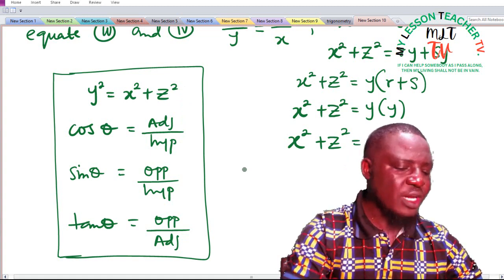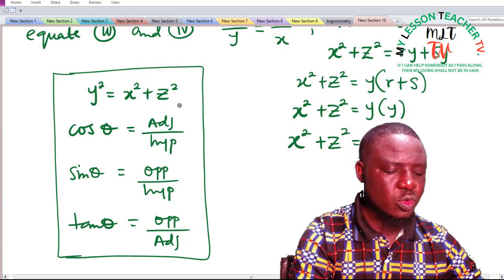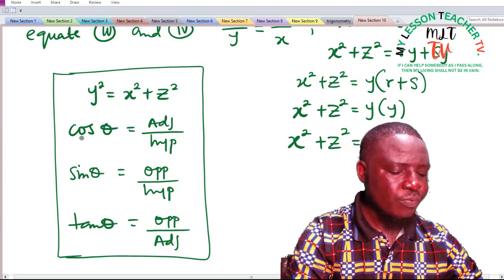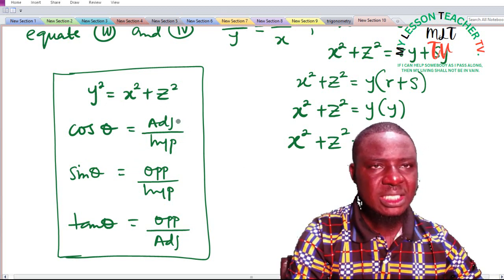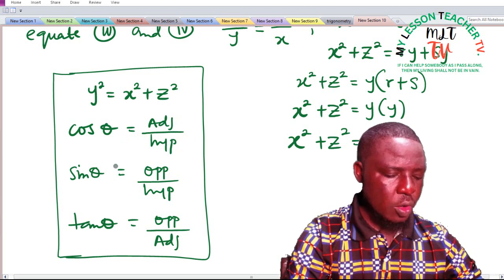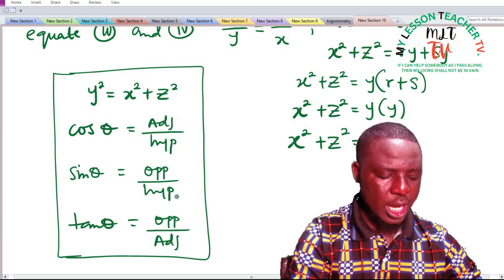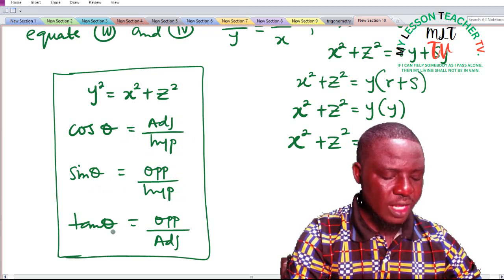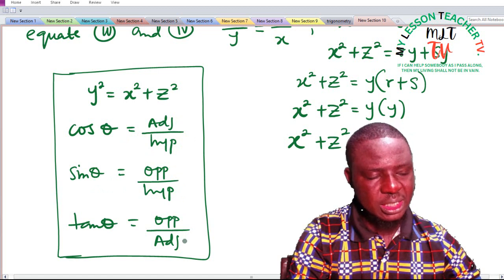So we have it that the square of the hypotenuse side is equal to the sum of the squares of the other two sides, or we say that the cosine of angle theta is equal to the ratio of the adjacent side to the hypotenuse side, while the sine theta is the ratio of the opposite side to the hypotenuse side, and the tangent of that angle is the ratio of the opposite side to the adjacent side.